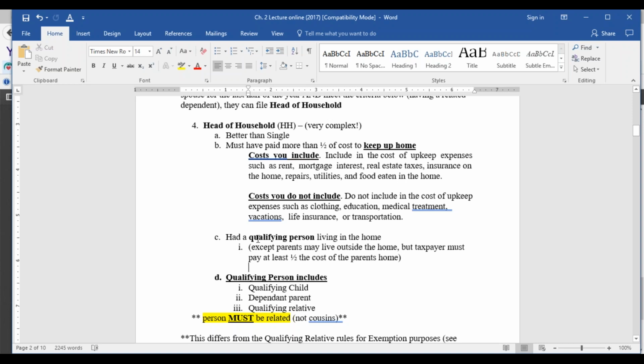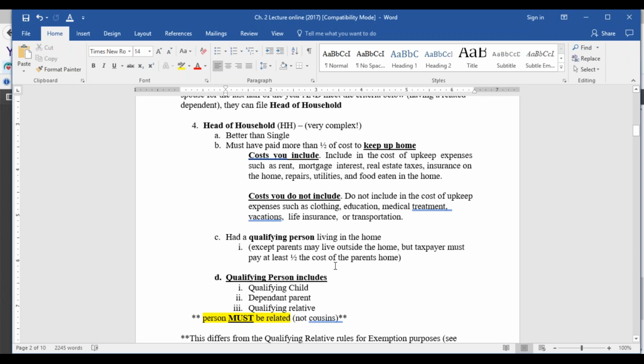And to claim head of household, not only do you have to pay for over half the cost of your home, some people think that's all you have to do, and that's a big misconception. I'll have people come in to me who are single, keep up half the cost of their home or all of it, and they say, I should be able to claim head of household. But the other rule is you have to have a dependent living with you that qualifies as a qualifying person.